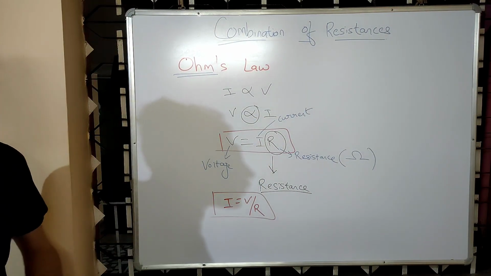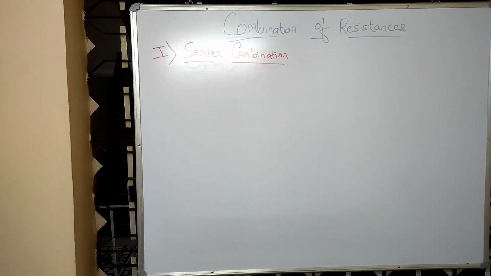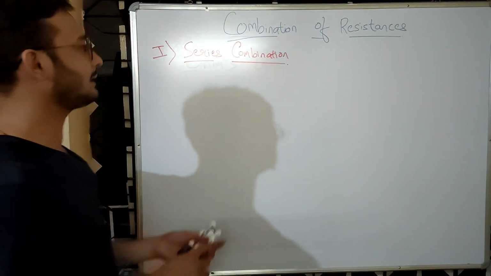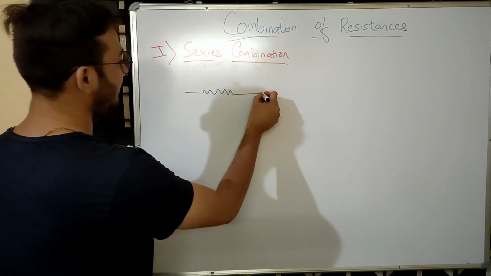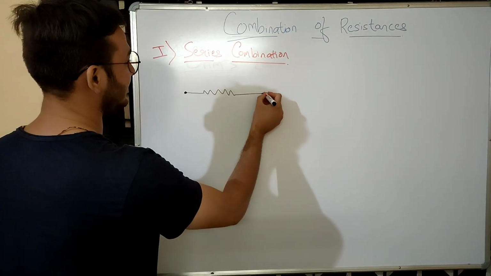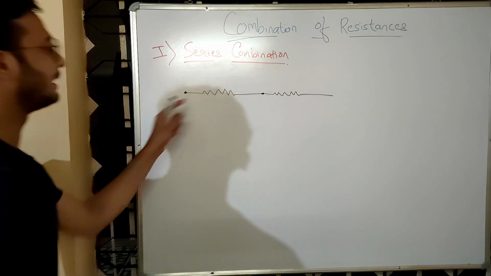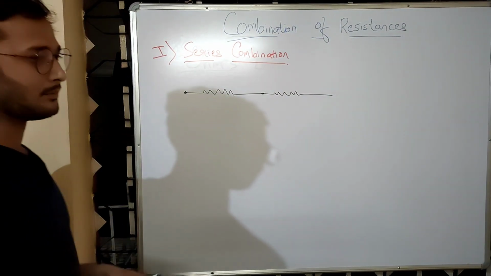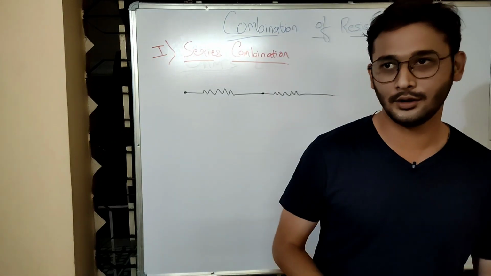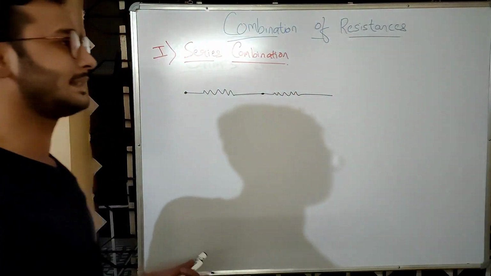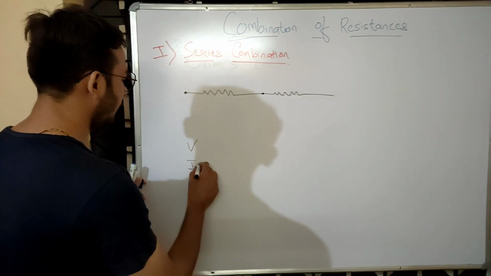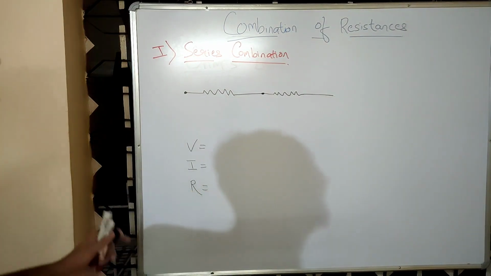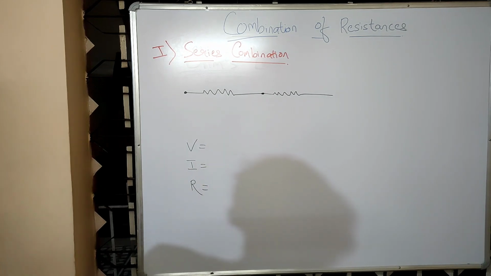So moving on to series combination of resistance. So again, जैसा नाम वैसा काम. Series means I connect two resistances such that the ending point of one is the starting point of the other. Then we say that the resistances are combined in series combination. So if the resistances are combined in series, we are interested to find three things. What are three things? V, I and R. What will be the voltage, current and resistance across these resistances?